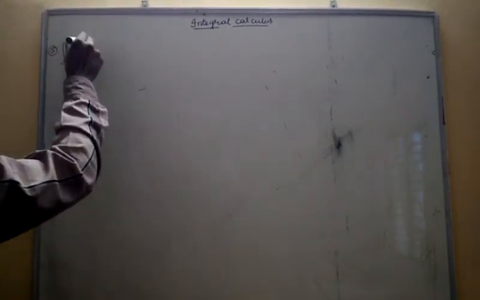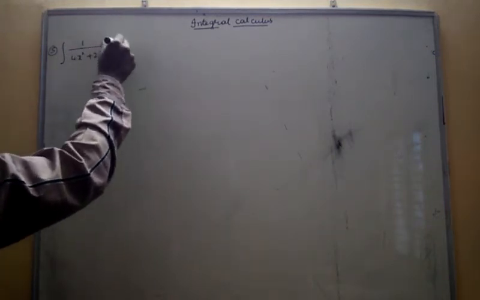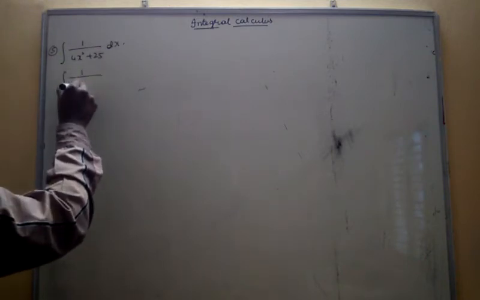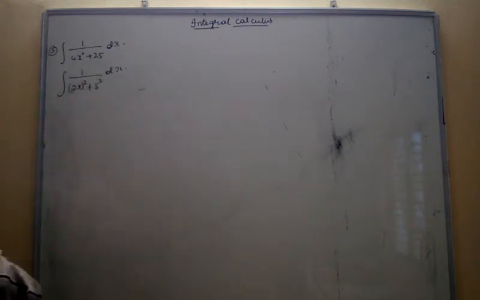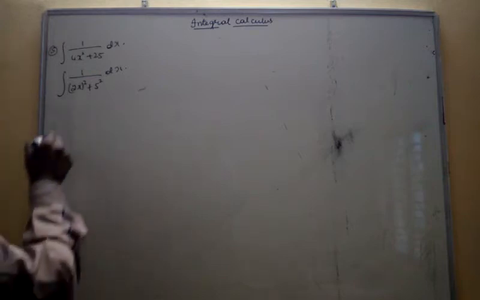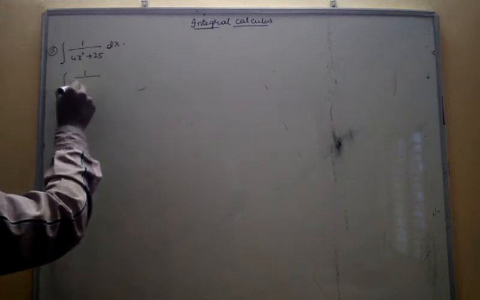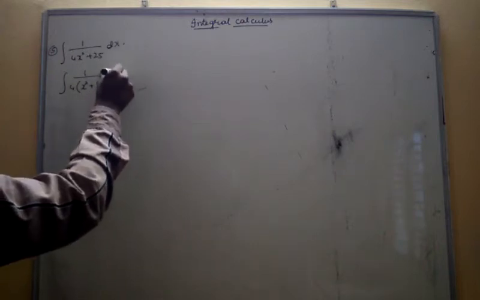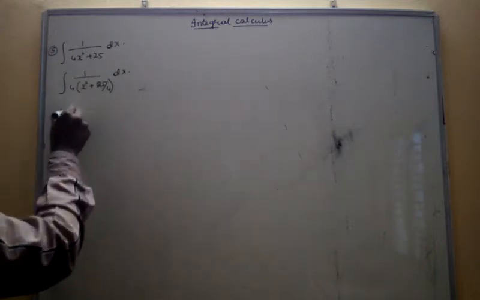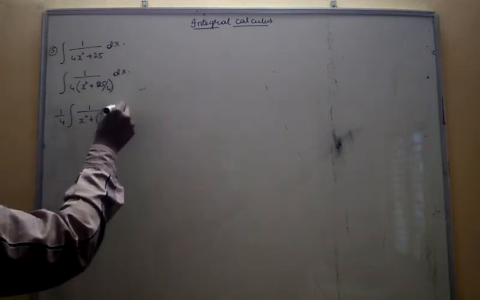Integration of 1 by 4x square plus 25 dx. This can be written as integration of 1 by (2x) whole square plus 5 square dx. You can remove the common factor 4 and write it as 1 by 4 times x square plus 25 by 4 dx. Then 1 by 4 is a constant, and we have 1 by x square plus (5 by 2) whole square dx.